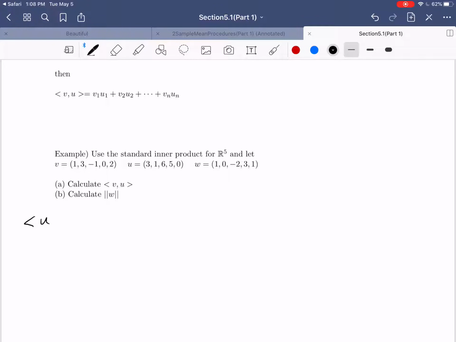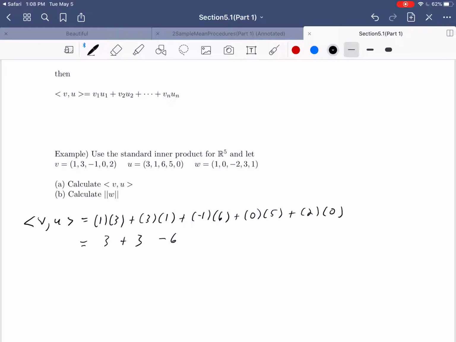So the inner product of v and u, well, what we're going to do is multiply component-wise and then add all that up. So we would do 1 times 3, plus 3 times 1, plus negative 1 times 6, plus 0 times 5, plus 2 times 0. Then if we start actually doing that arithmetic, we get 3 plus 3 minus 6 plus 0 plus 0. And if you sum all that up, you would get 0 there. So the inner product of vector v and vector u would be 0.